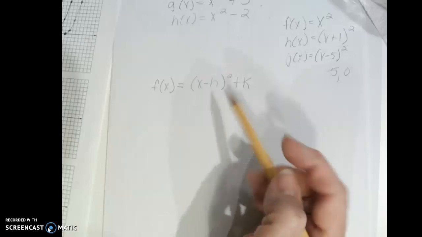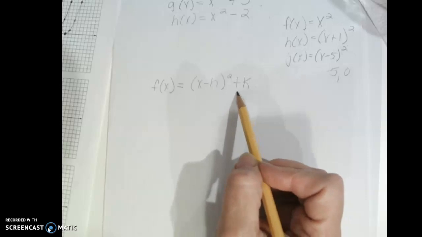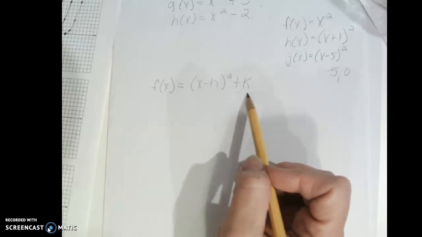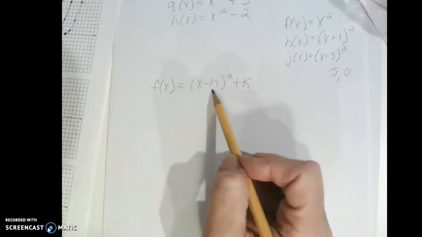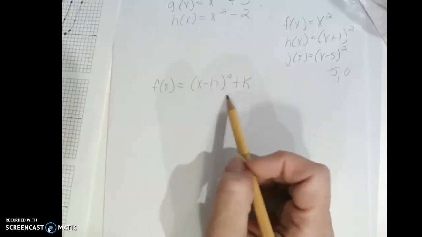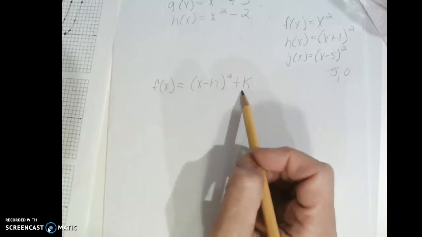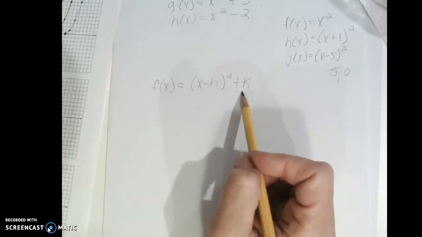And the way you remember this is that, remember when we add something on the end, that's what's moving it up or down. When we add this in here, that's what's moving it right or left. So this is going to be your x value, and this would be your y value of your vertex.